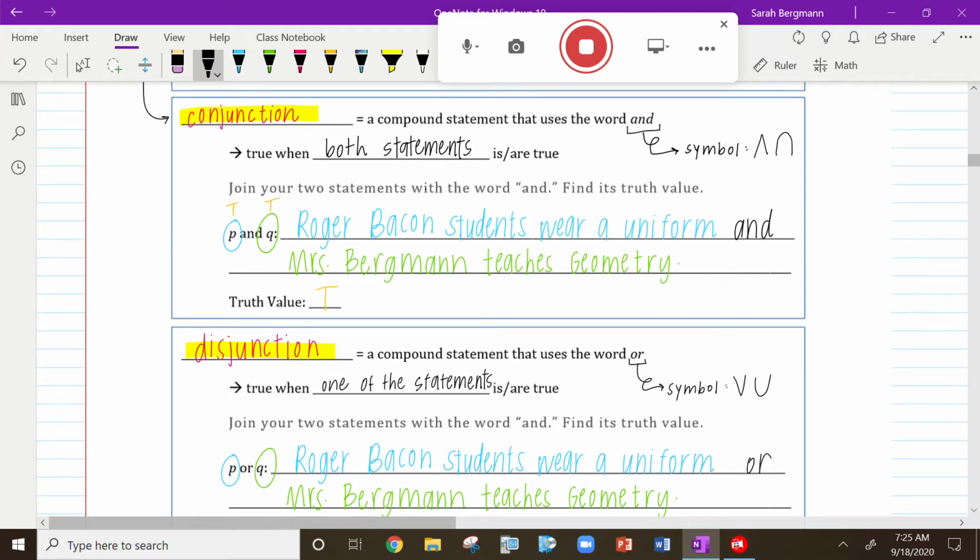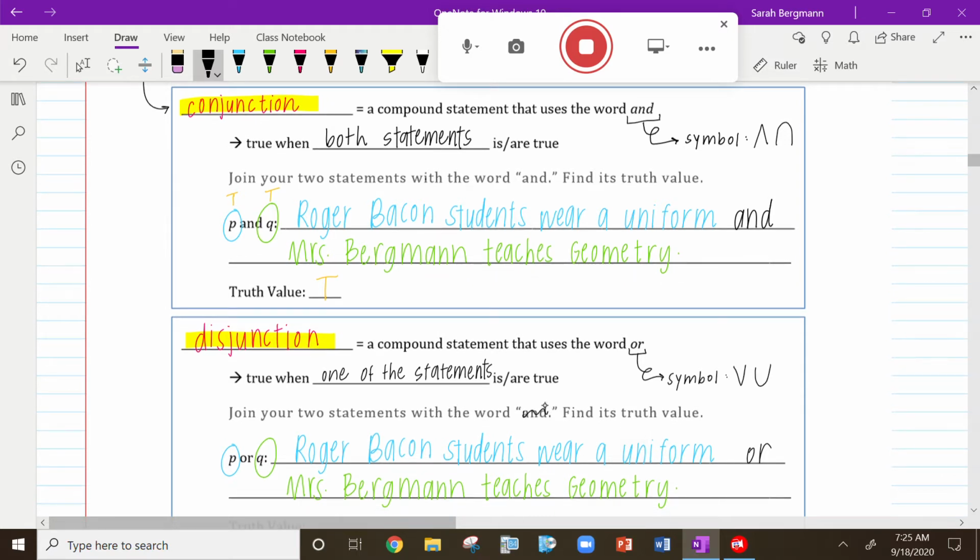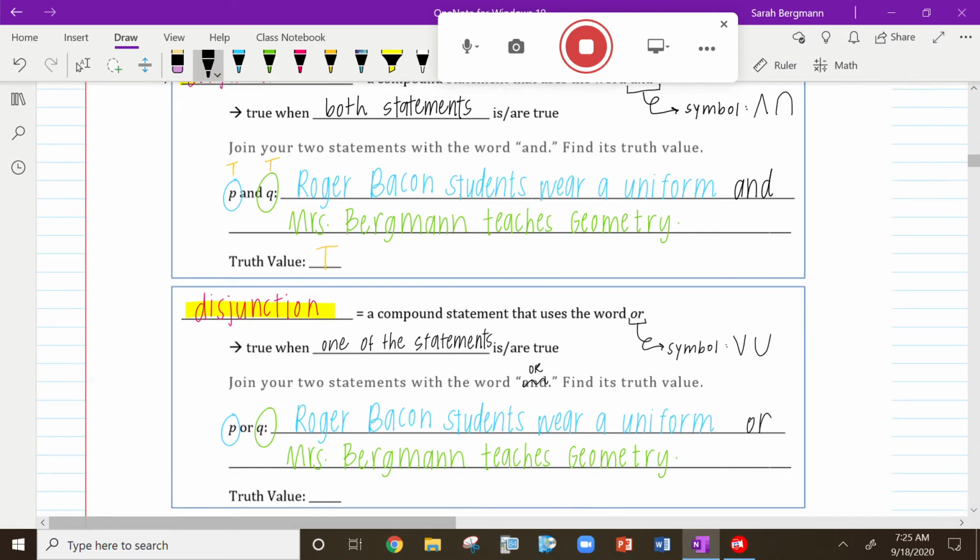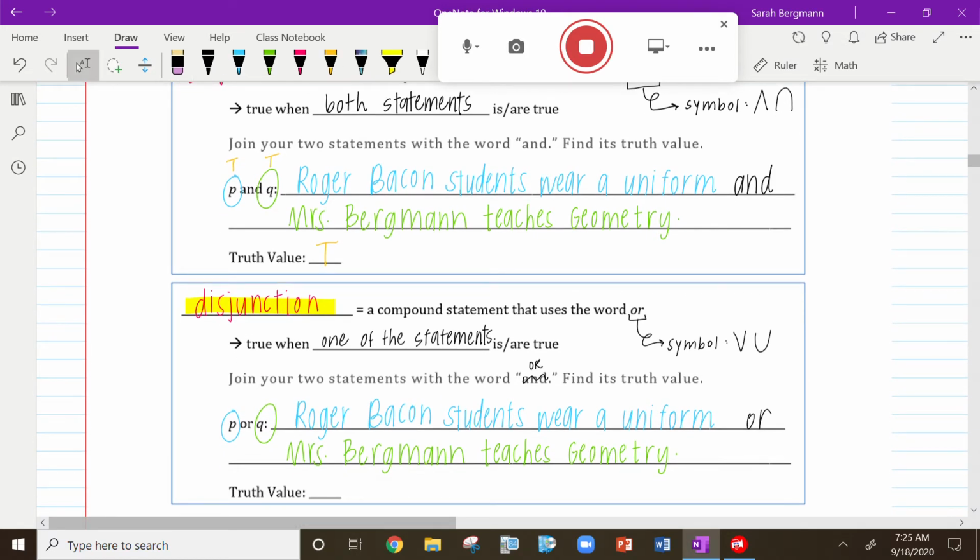Now I want you to write a disjunction using your two statements from above. This should say or. Sorry about that. Find its truth value. So mine would say Roger Bacon students wear a uniform or Mrs. Bergman teaches geometry. We already said these are both true statements, so since at least one of them is true, overall this disjunction is true.